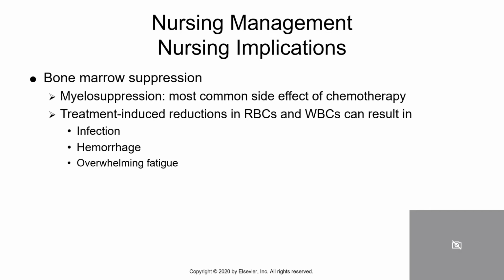Bone marrow suppression is a potential complication or effect of radiation and chemotherapy. And so myelosuppression is actually the most common side effect of chemotherapy, and that occurs because of the treatment, your red blood cells and your white blood cells end up being reduced, and that can lead to patients being at risk for infection, hemorrhage, and it can cause overwhelming fatigue.